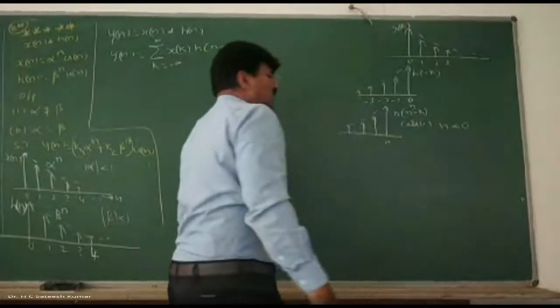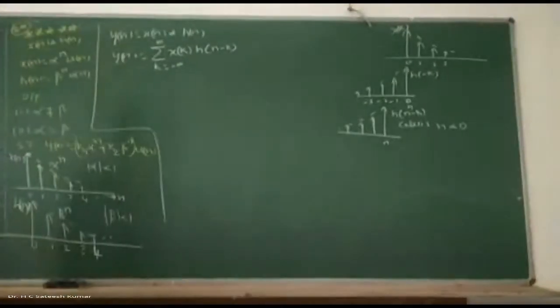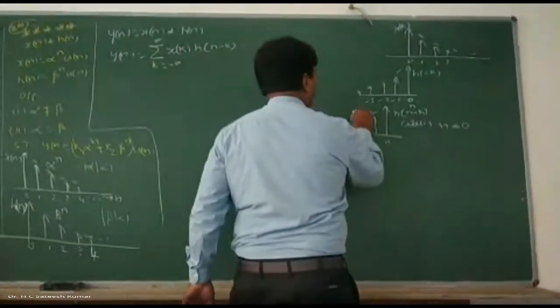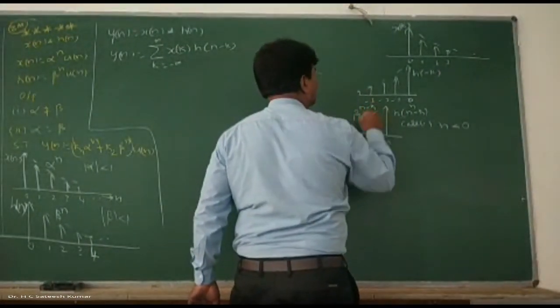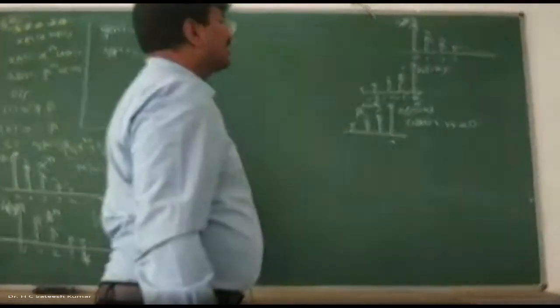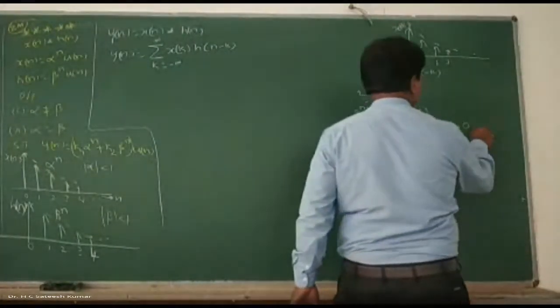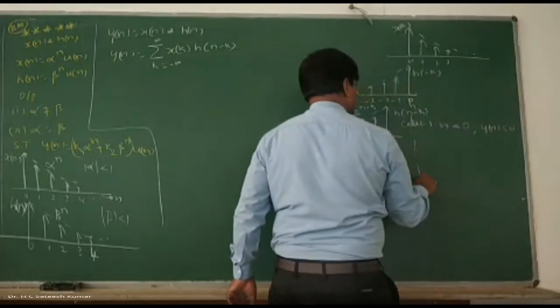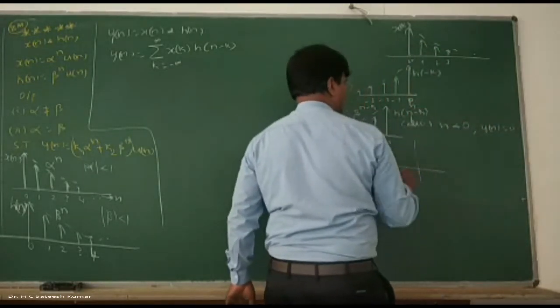What do you mean by h of n minus k? In h of n, replace n by n minus k. What will you get? So h of n minus k is equal to beta to the power of n minus k. Okay, right. So case 1 is what? y of n is equal to 0. No overlapping.